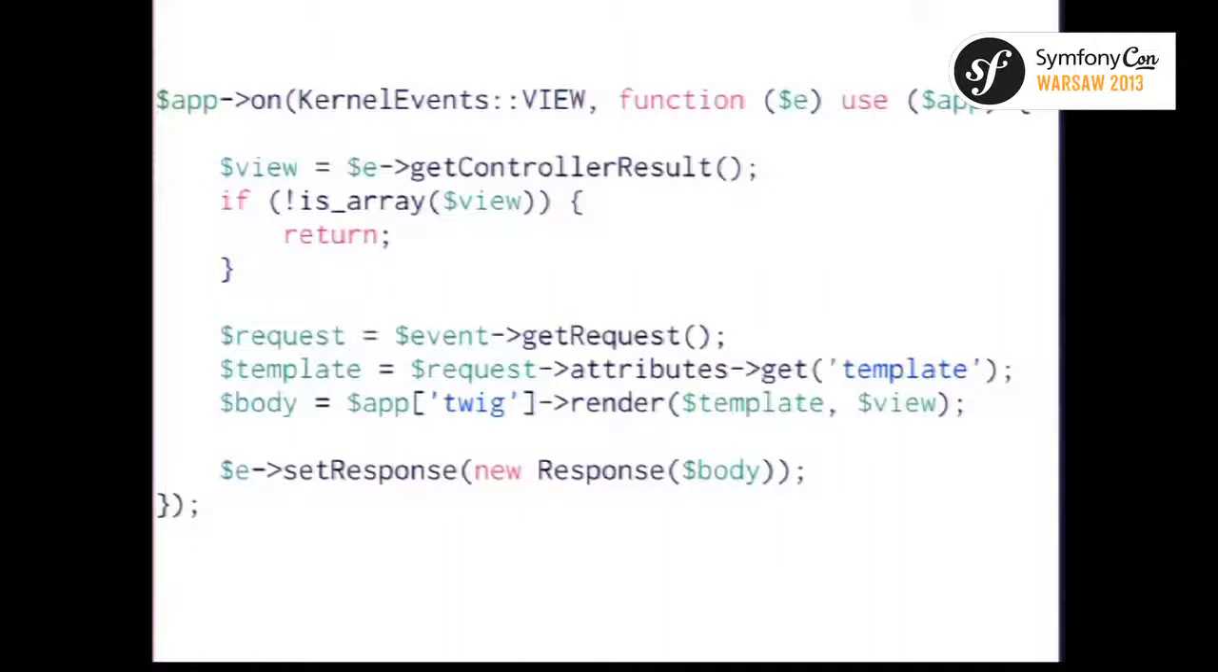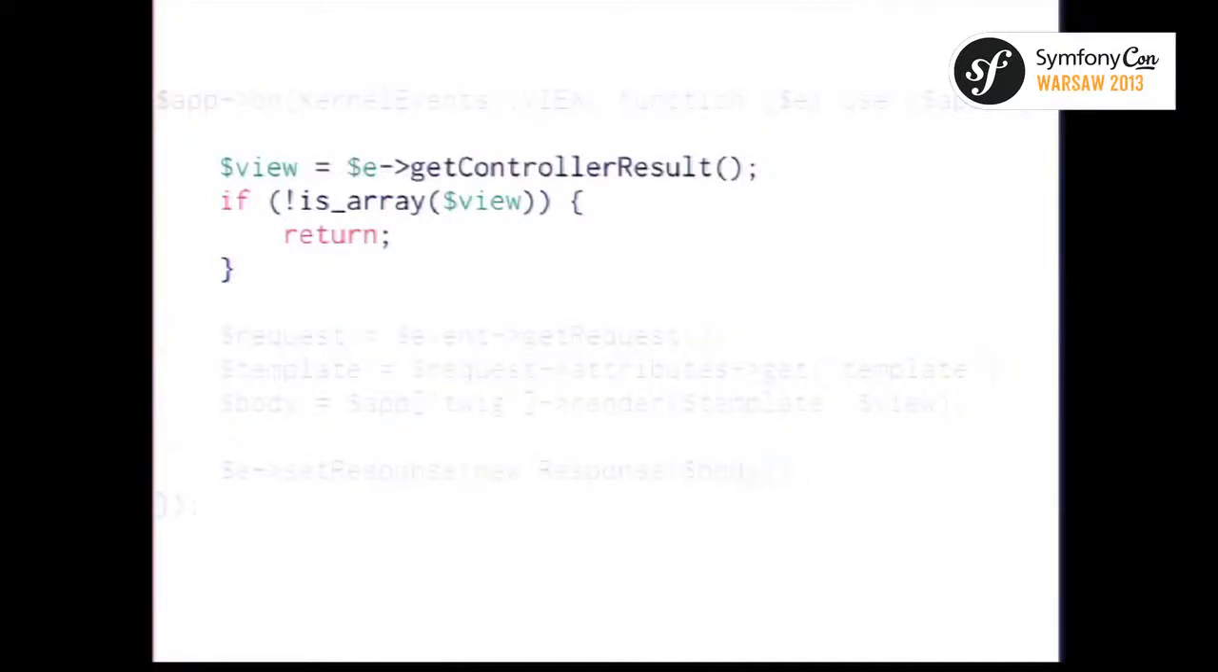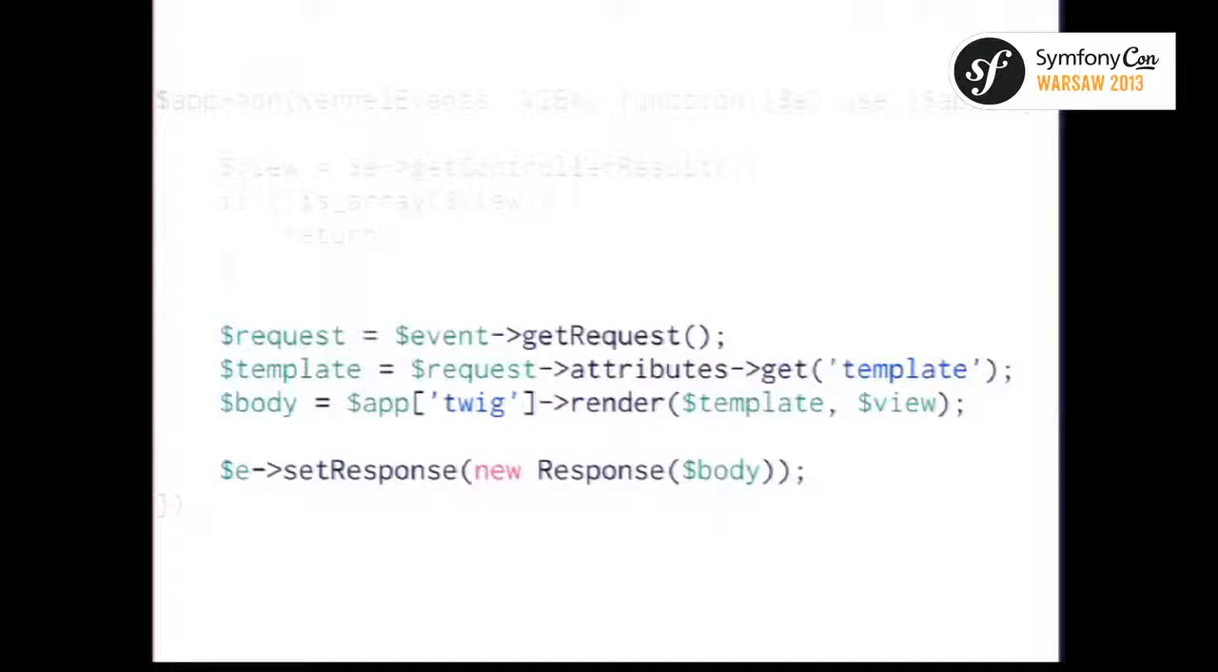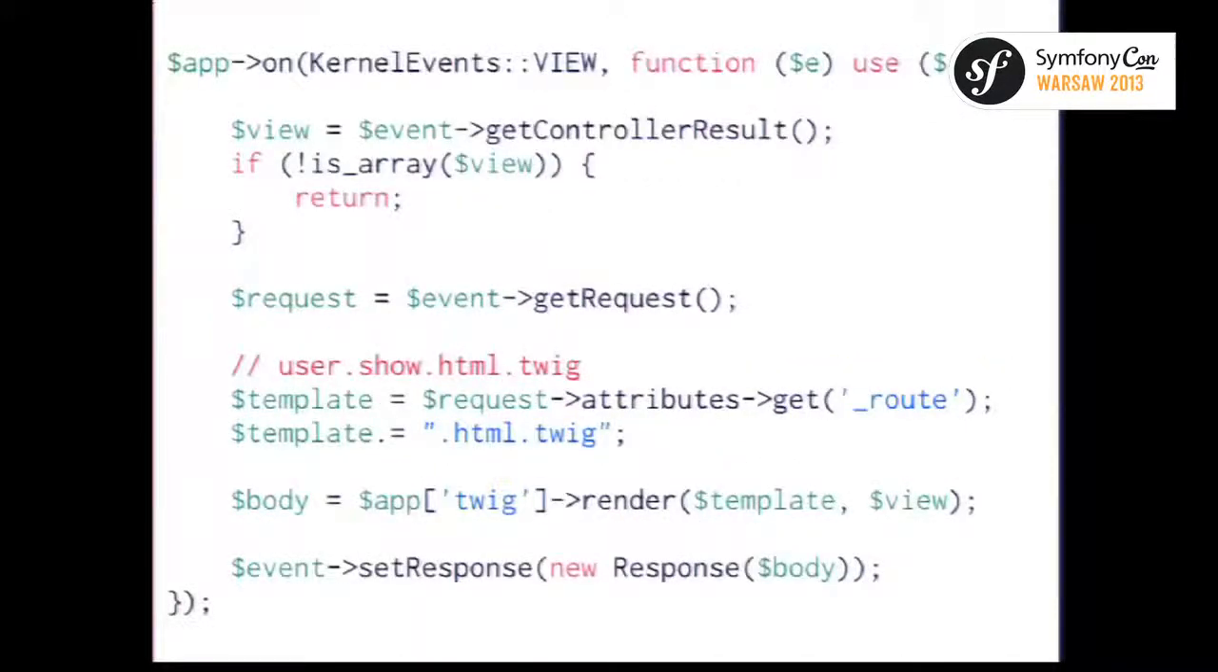Maybe something like serializing it to JSON or XML based on some content negotiation. Or another thing I like the possibility of doing is changing that event listener a little bit to make it even more convention-based. So rather than setting a template, setting some metadata on the route, we could do it based on another convention.